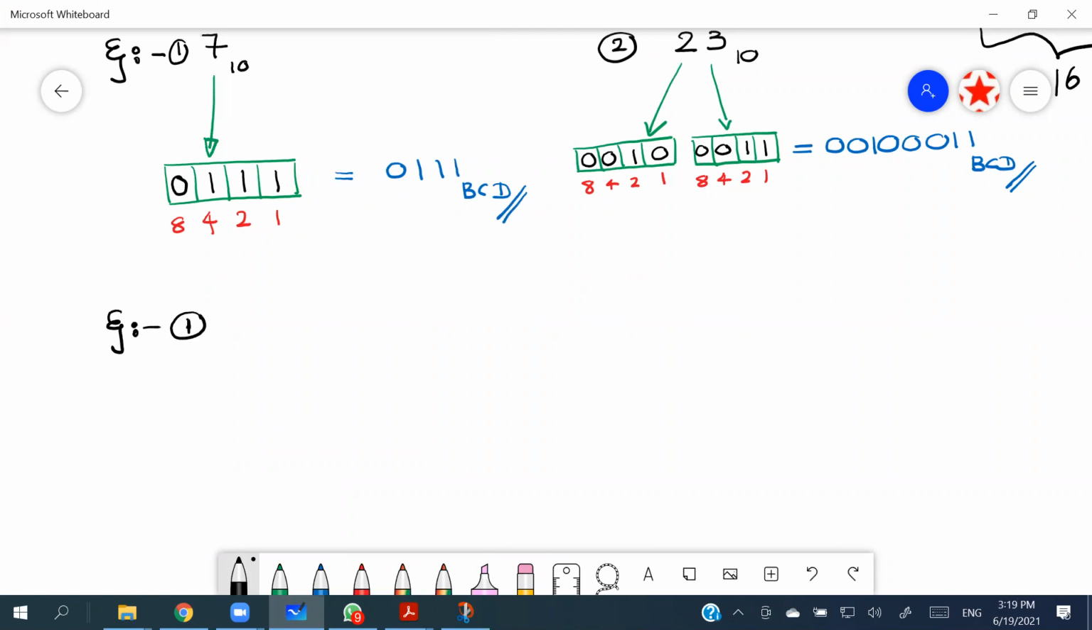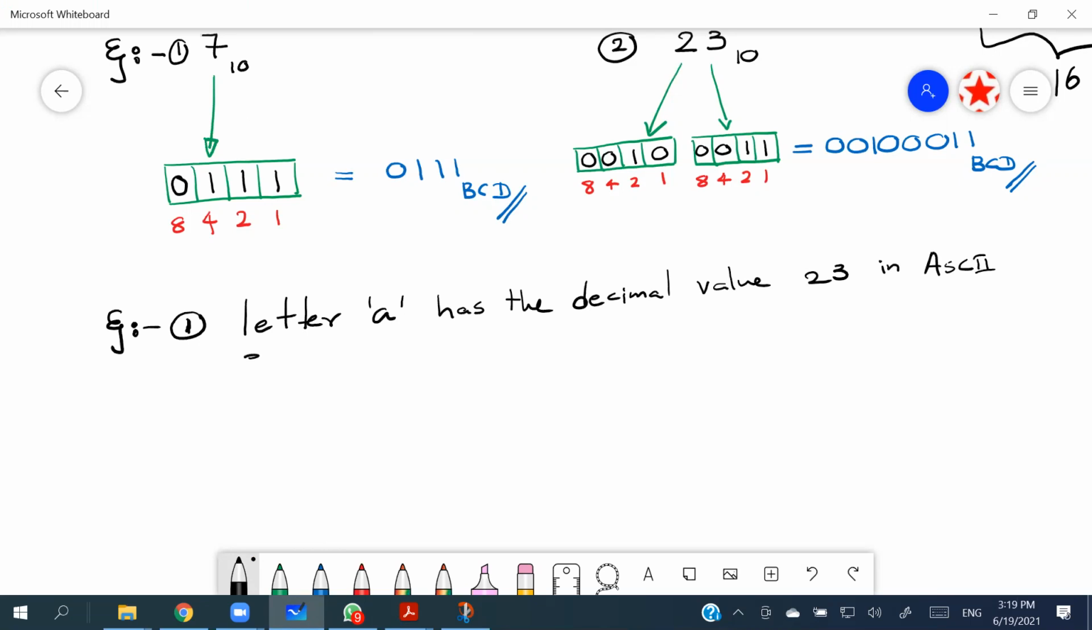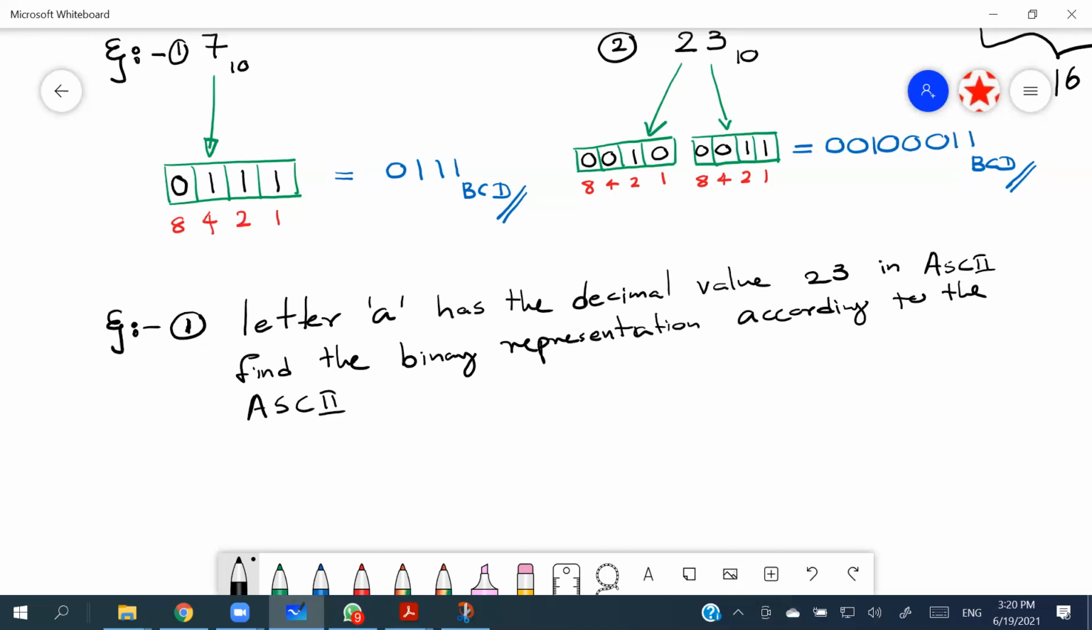So the first example, letter A has the decimal value, I'm giving some assumed value, right? 23 in ASCII. Find the binary representation according to the ASCII code, right? So it is very easy, right?